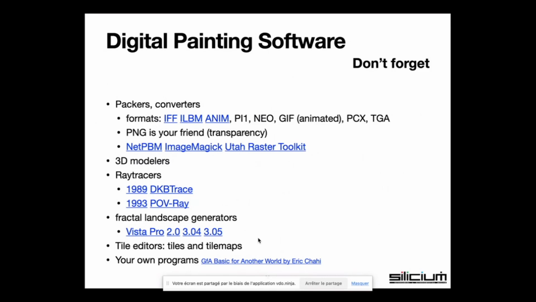And this is in particular how this madman Eric Chahi created Another World all by himself in about 1.5 years, with a bit of rotoscoping and painting with his own tools, and converting his pictures and animations with his own BASIC programs. Insane.